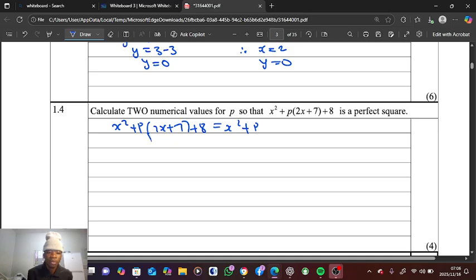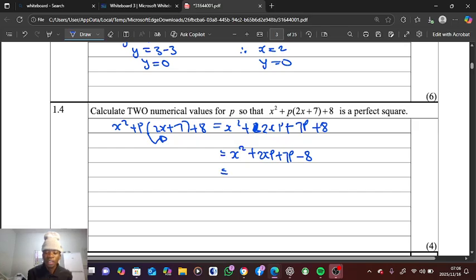plus, or we have to multiply this side. So p multiplied by 2x is gonna be what? We're gonna have 2xp. Then p multiplied by 7 is what? Plus 7p plus 8. So this is the same as x squared plus 2xp plus 7p plus 8.